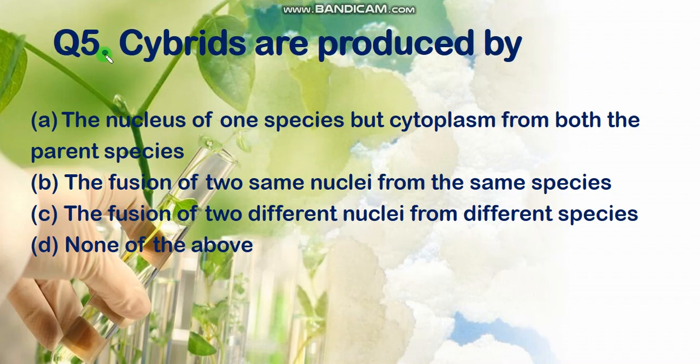Coming to the question number 5, hybrids are produced by option A the nucleus of one species but cytoplasm from the both parent species. Option B, the fusion of two same nuclei from the same species. Option C, the fusion of two different nuclei from the different species. Option D, none of the above. Here, hybrids means the nucleus of one species, and here cytoplasm of the both parent species combines in this hybrid production. And here correct answer is option A.